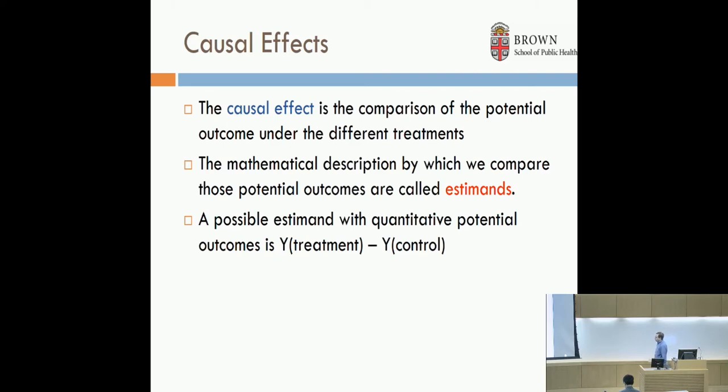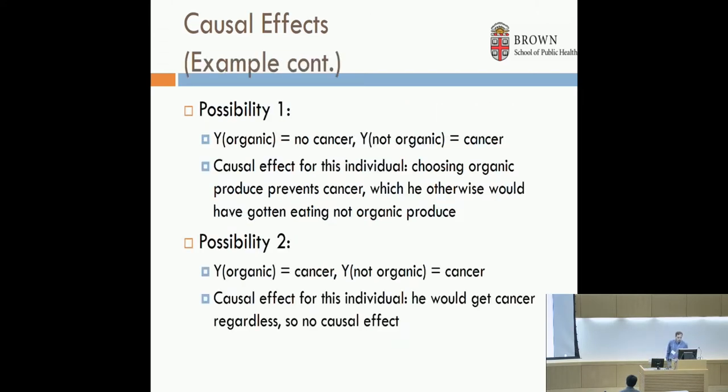And the way that we usually describe it is called an estimate. So here, if I continue my example, if I have two possibilities, for example, under organic there is no cancer and under not organic I have cancer, then there is a causal effect for that specific person: if he eats organic food, then he will not have cancer, while if he's not eating organic food, then he would have gotten cancer.